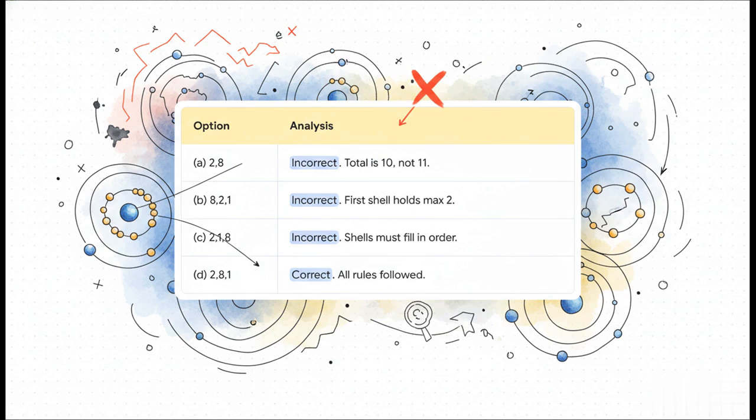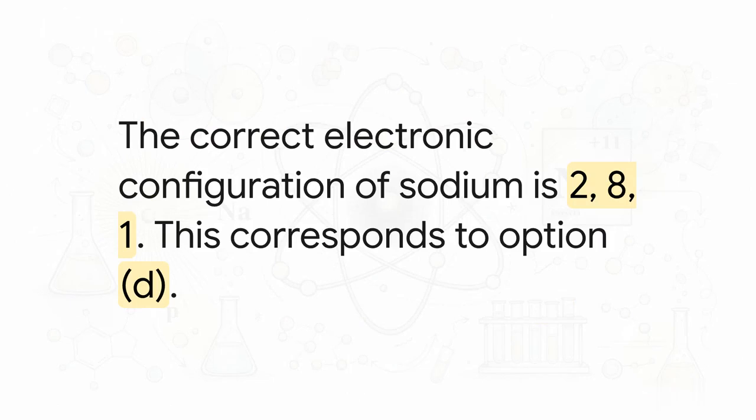And finally, option D is 2, 8, 1. This is a perfect match. 2 in the K shell, 8 in the L shell, and 1 in the M shell. The total is 11, and all the rules are followed. Knowing why the wrong answers are wrong is super important for exams. So, our final conclusion is that option D is the correct electronic configuration of sodium, 2, 8, 1.